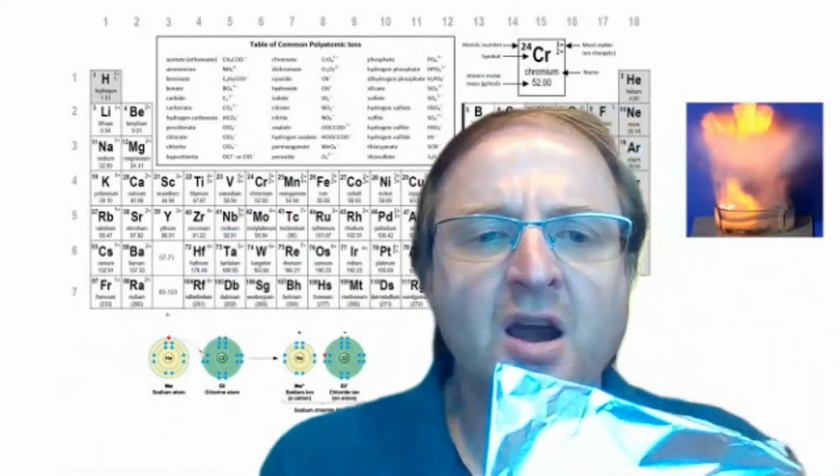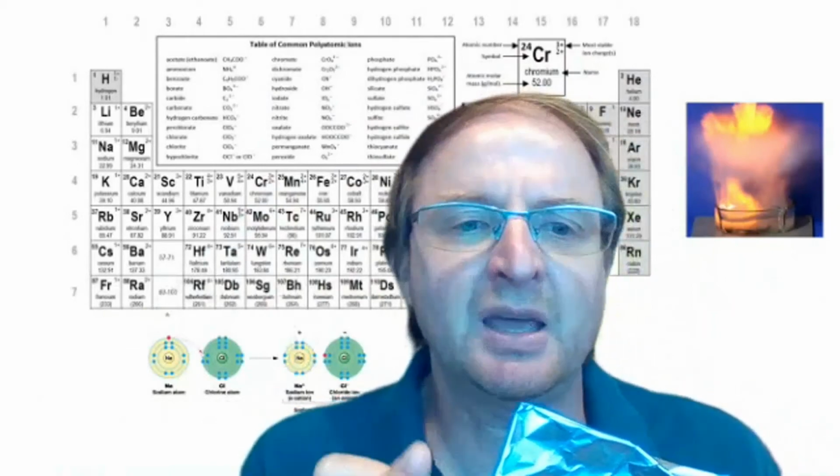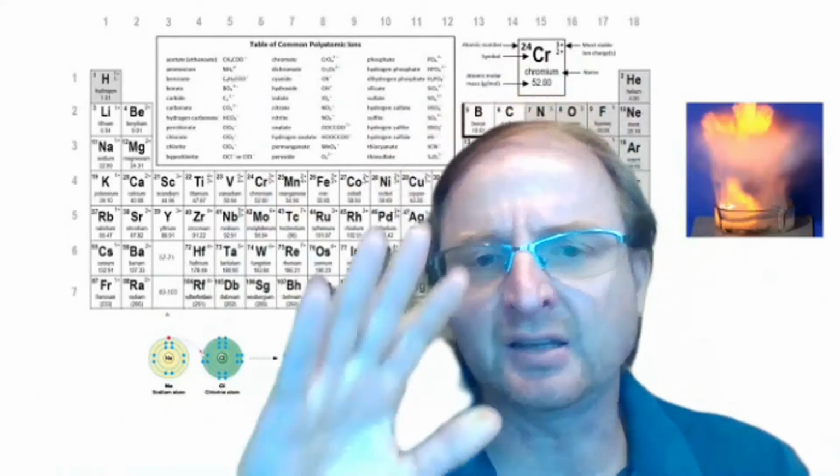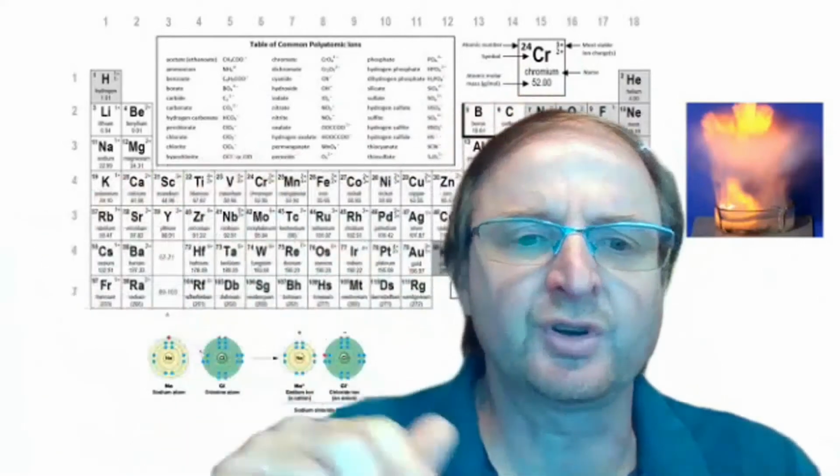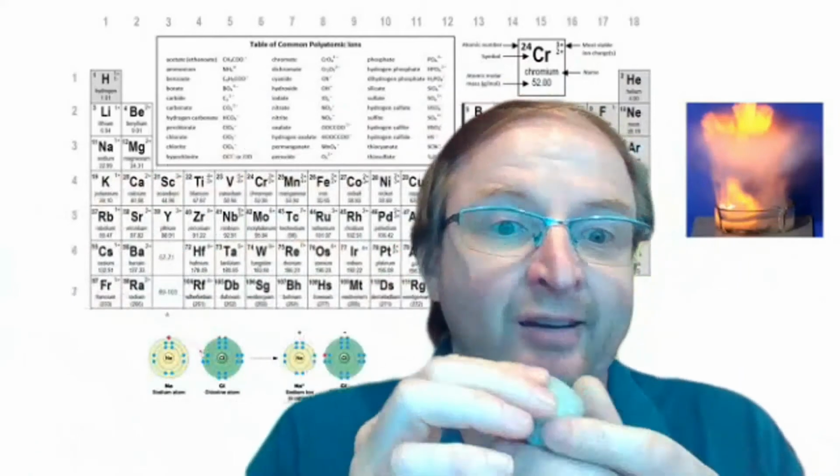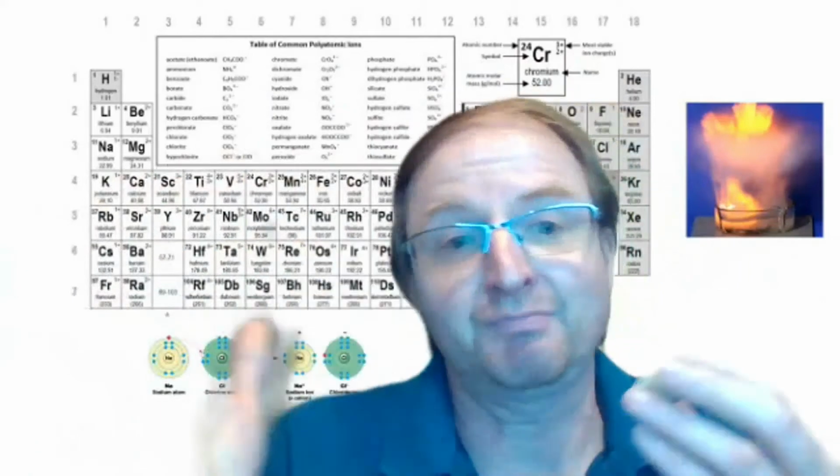It's very rare to find any of these elements in their pure form. This, of course, takes a lot of energy. This is aluminum. It takes a lot of energy to make this. And it is actually pretty rare to find elements in their pure form. They're usually bonded in a compound, and then their properties are totally different.